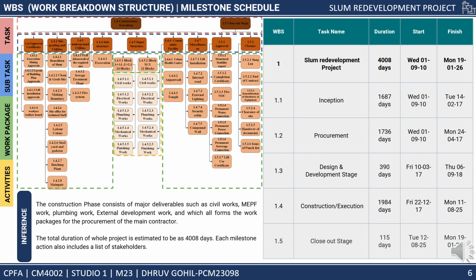In procurement, it includes subtasks such as procurement by client, procurement by contractor, and approval. The design and development phase of the project started on 10th March 2017. The construction phase started on 22 December 2017 and the closeout phase starts on 12 August 2025. In the closeout phase, it contains approval and closure.